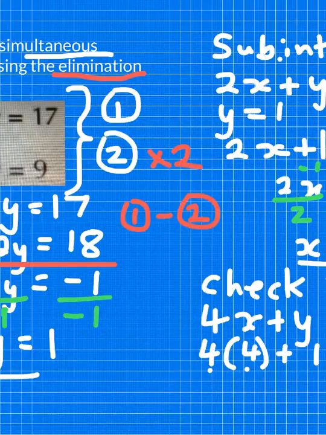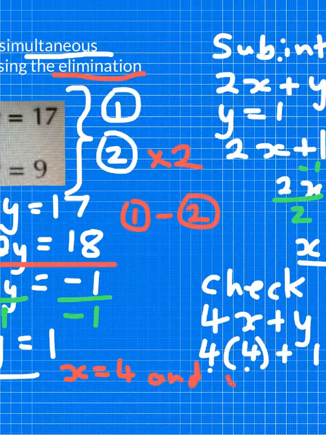The final answer to my question, solving the two simultaneous equations: those two equations both work when x is equal to 4 and y is equal to 1.